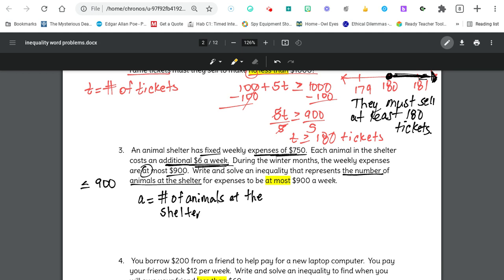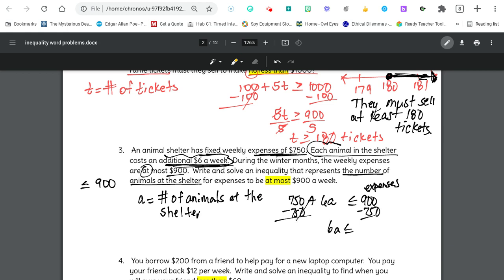All right, so I already know that I need this to be less than or equal to 900. These are the expenses. So how are the expenses calculated? Well, you got fixed expenses of $750 plus each animal costs an additional $6. So it's 6 times A. So I'm going to take that 750 and take it away. So 6A less than or equal to 150.